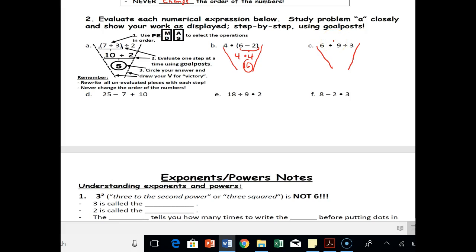And answer choice C, draw our V. PEMDAS, no parentheses, no exponents, multiplication or division. Multiplication this time pops up first. So you got 54, that was our goalpost right there, divided by 3, and then 54 divided by 3, 18.